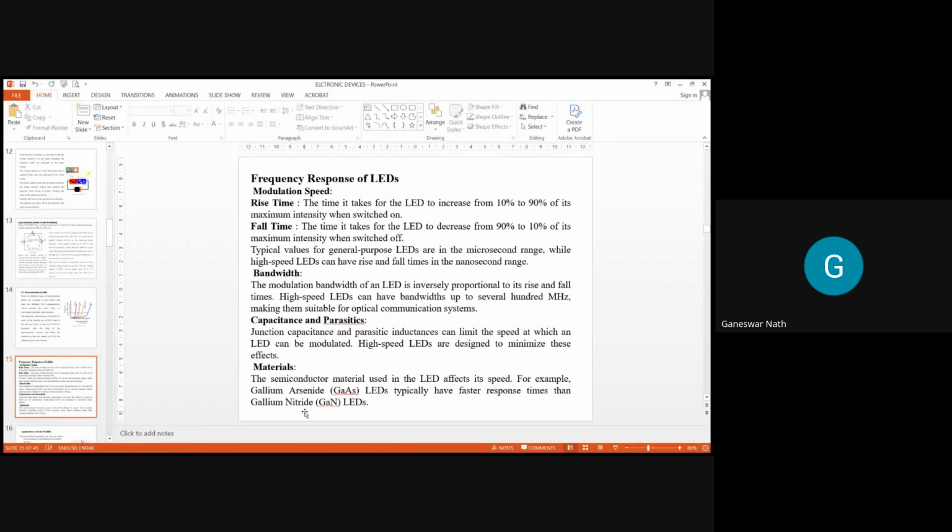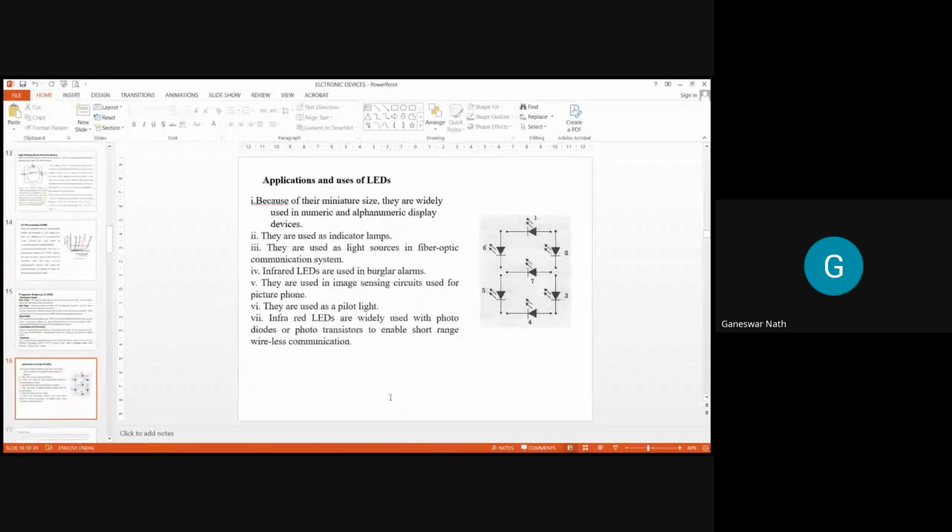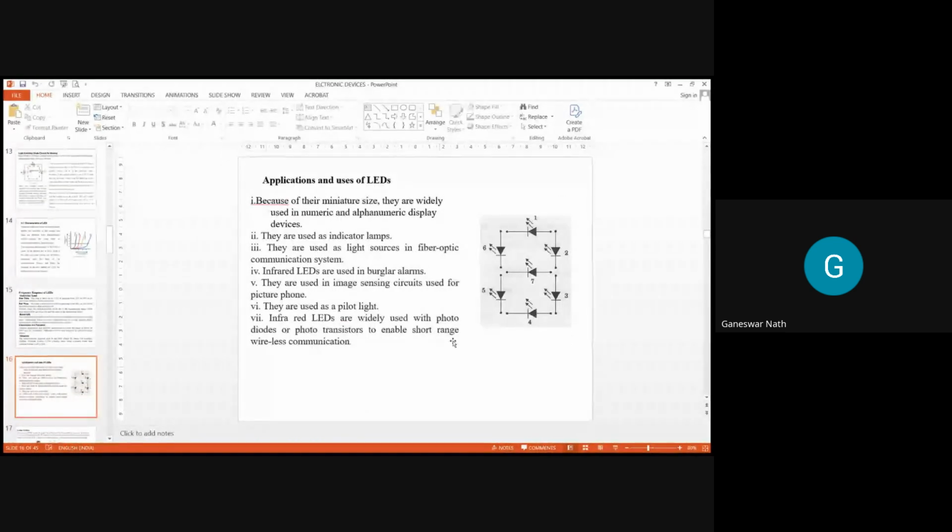Then there are gallium nitride LEDs. Now you can see the applications of LED. Because of their miniature size, they are widely used in numeric and alphanumeric display devices. This is a very general application of the LED in many devices and also household applications. They are used as indicator lamps, and as a light source in fiber optic communication systems.